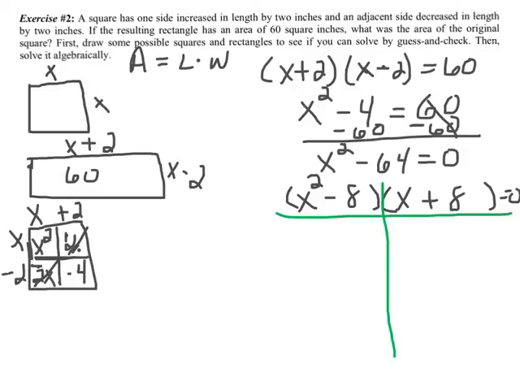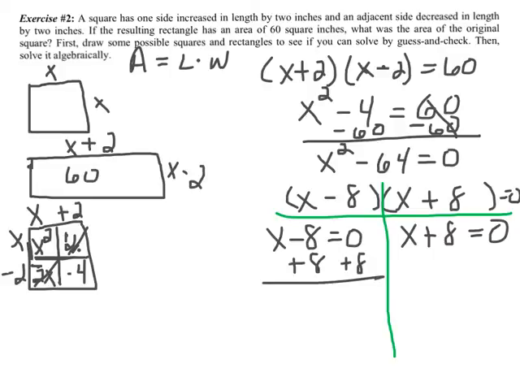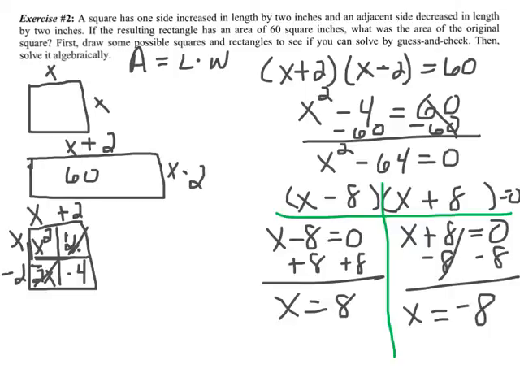And one little correction, this is not x squared inside my parenthesis, it's just x minus 8. Sorry, I misspoke. Now I have x minus 8 equals 0 and x plus 8 equals 0. Solve. Plus 8 on both sides, x will equal 8. Minus 8 on both sides, x will equal negative 8.